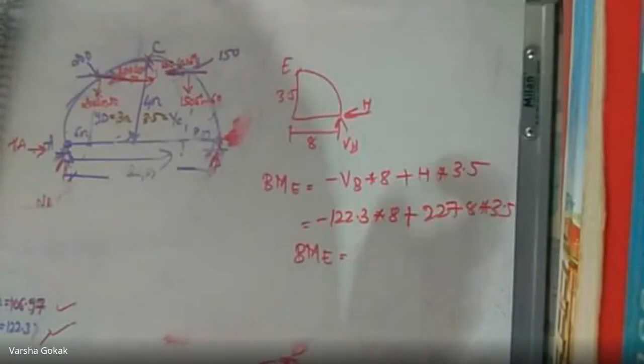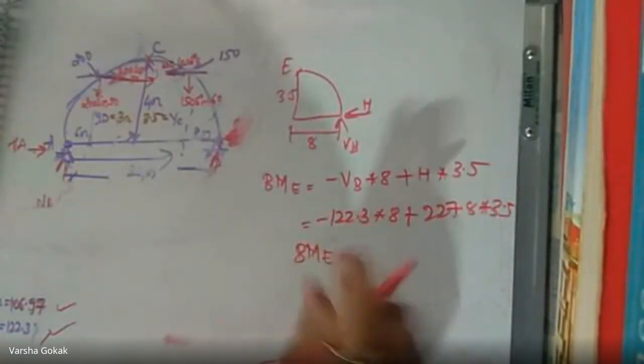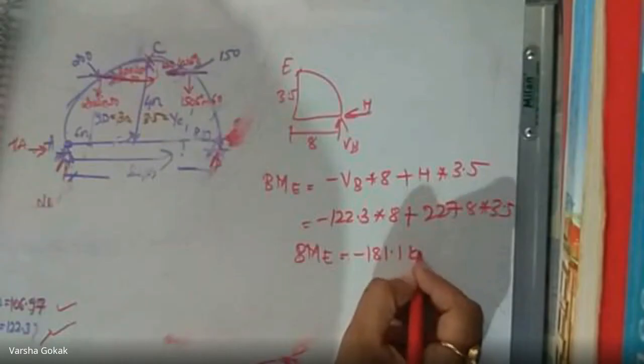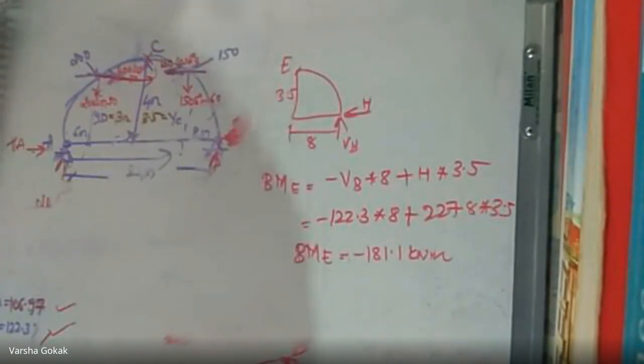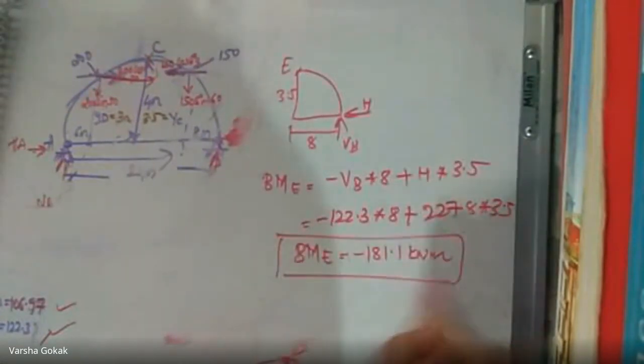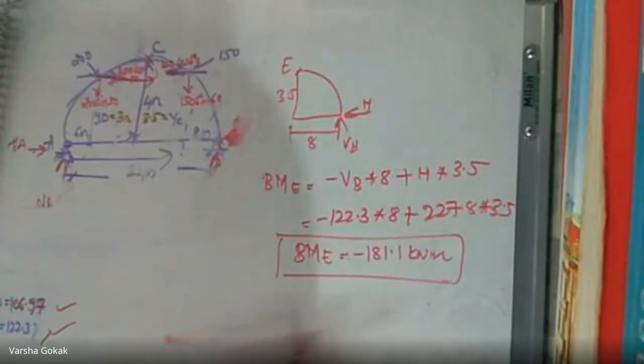Ma'am, minus 181.1. You're getting minus 181.1 kilonewton meter. Okay. VB into 8 is anti-clockwise only, correct. So these are your two bending moment values. So both are minus only.